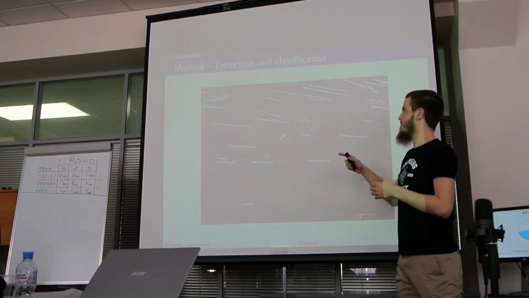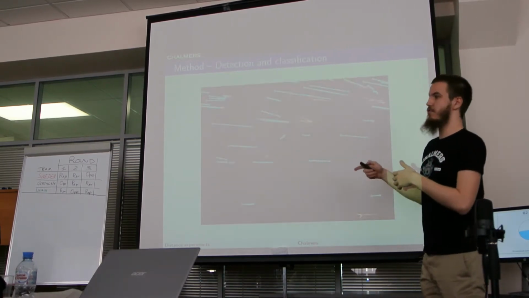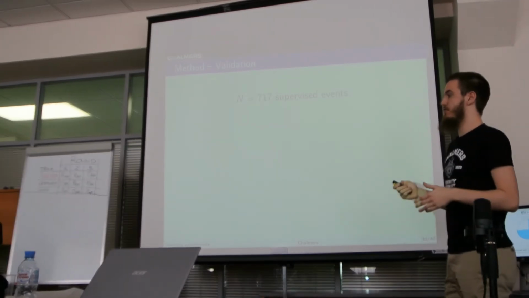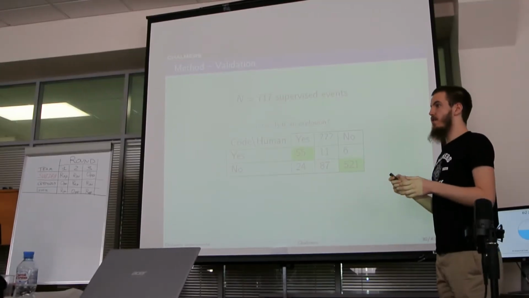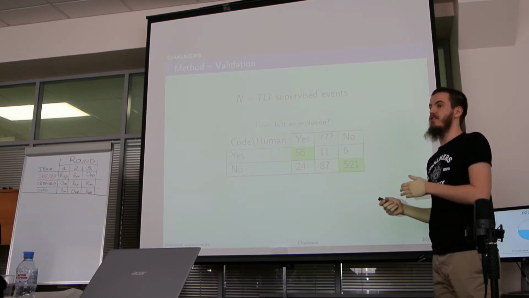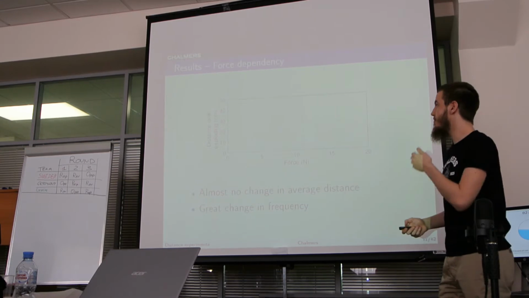But if they're not lying like that, if this is offset, then we paint it red and take it as an exploding spark. Now we need a threshold for that, and to choose a threshold we supervise 700 events by human eye, and then we choose the one that best fits with what the human thinks is good. So in the end our accuracy is about 80–90%.